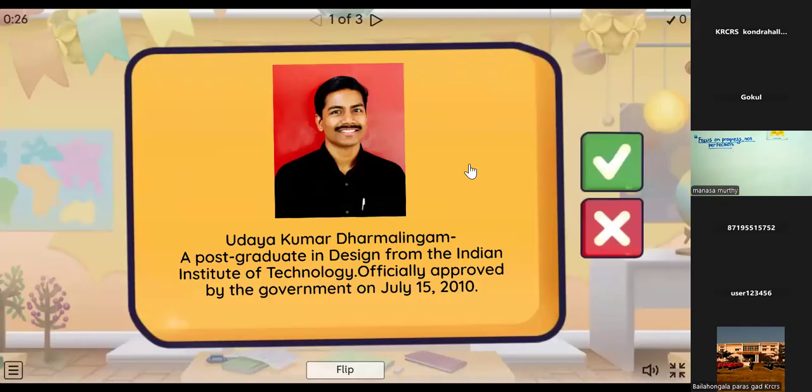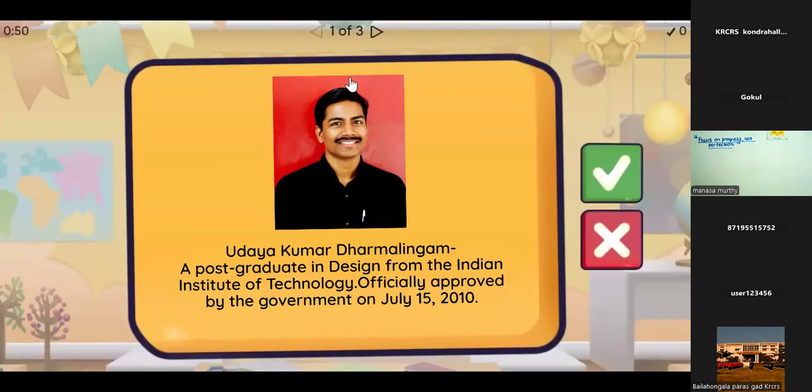He is a postgraduate in design and he has postgraduated from Indian Institute of Technology, a prestigious institute. When it was approved by the government, it was approved on July 15, 2010. So you can make note of it. The person responsible for designing this Indian rupee was Uday Kumar Dharmalingam.